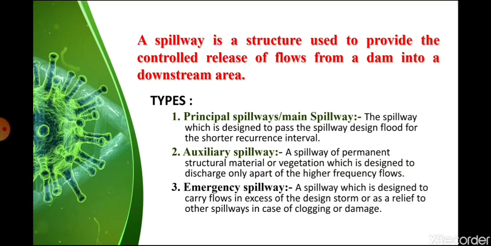So what is a spillway? A spillway is a structure used to provide the controlled release of flow from the dam or from the reservoir into the downstream area. They are of many kinds. One is the principal spillway. The principal spillway is designed to pass floods of shorter recurrence interval.